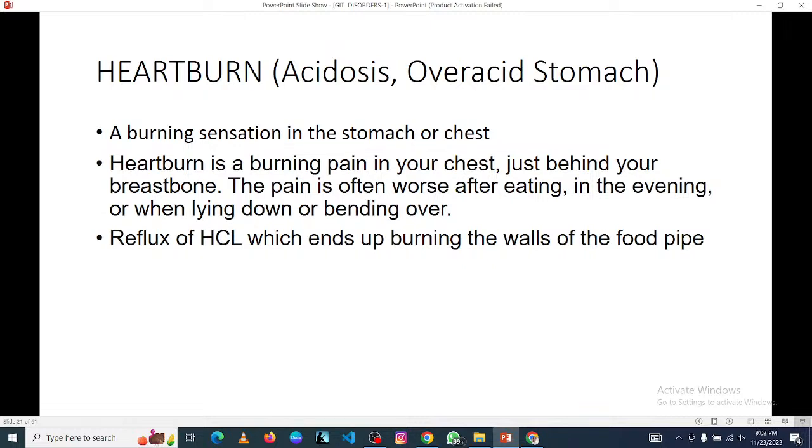It is worse in the evening, or when lying down in bed, or bending over. This is simply the reflux of acid, which ends up burning the walls of the food pipe. The food pipe here is the esophagus, which is, I believe, about how many meters long? Okay, I'm forgetting. 2 or 1. Really not sure. But that is heartburn.